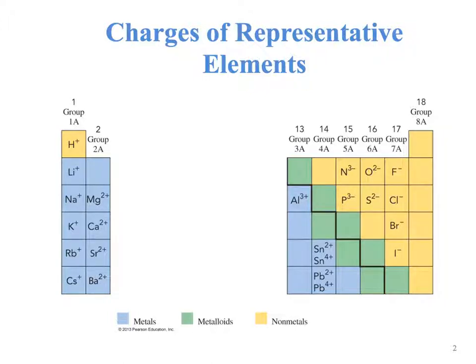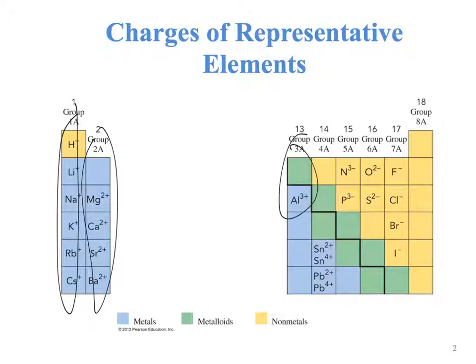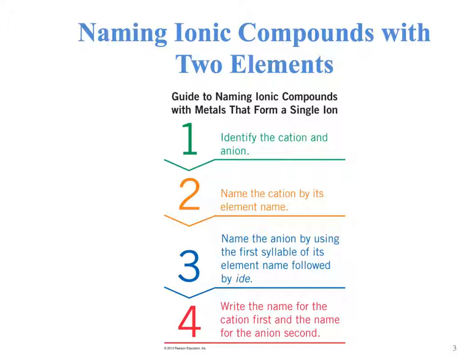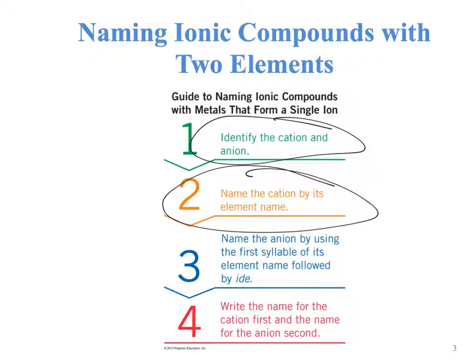For this, we need to remember what we learned previously. Elements from group 1 have a +1 charge. Group 2 is +2, aluminum is +3, and then -3, -2, and -1. So, in order for us to name ionic compounds, we need to identify the cation and the anion, name the cation by its name, name the anion ending in "ide".